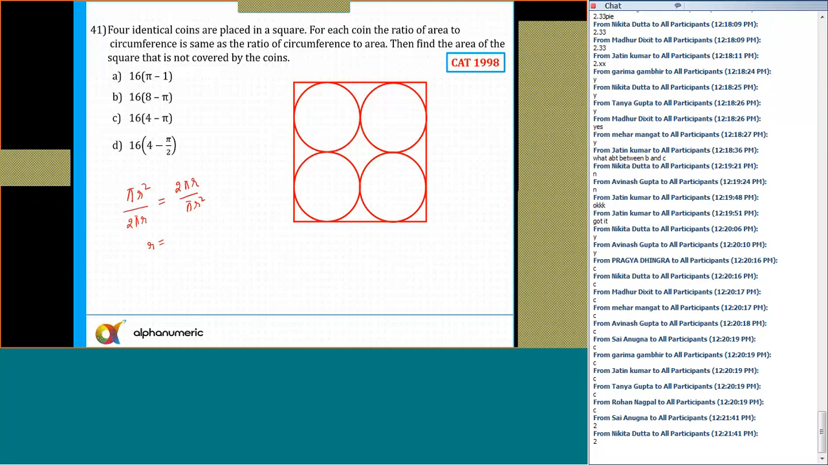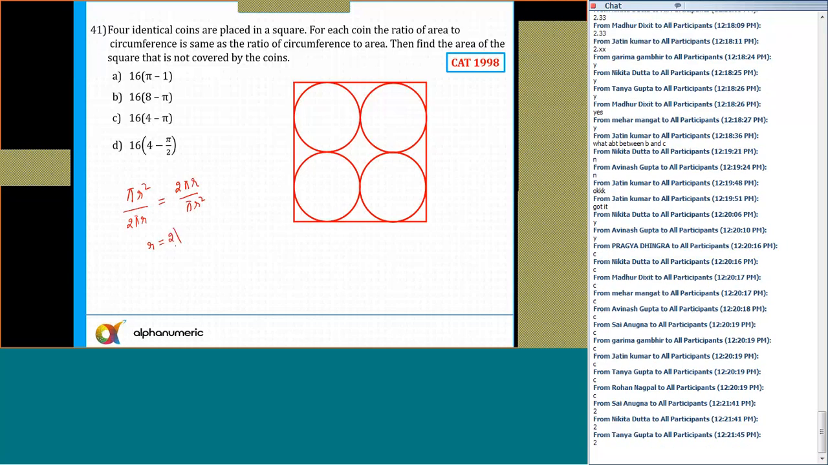R is coming out to be 2. Okay. So r is equal to 2. So the radius is equal to 2. Then find the area of the square, which is not covered by the circles. So r is equal to 2. So what is going to happen here?